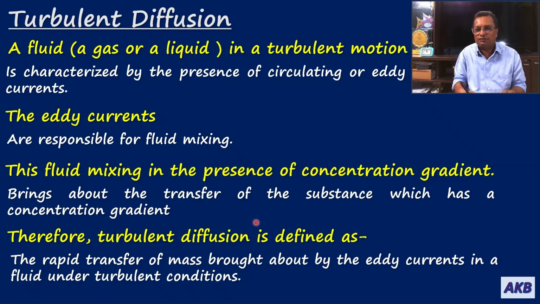This is turbulent diffusion. So molecular diffusion is due to movement of individual molecules, whereas turbulent diffusion is due to movement of eddies, large chunks of fluids, which randomly move within the fluid that is under turbulent conditions. And along with this movement, substances get transferred. And this transfer is nothing but turbulent diffusion.